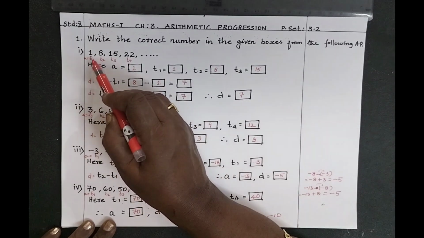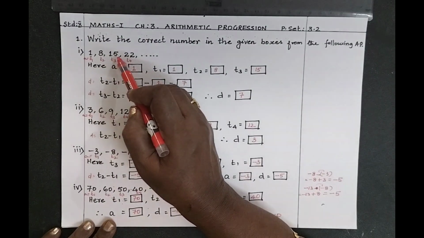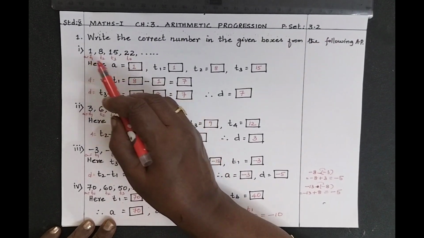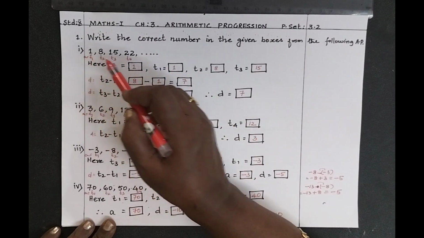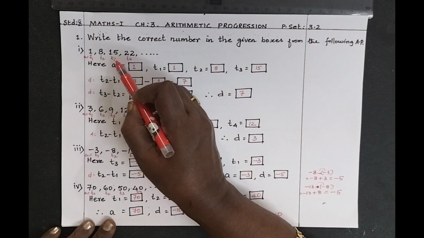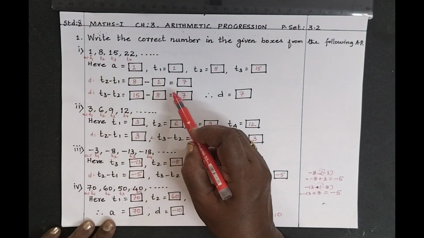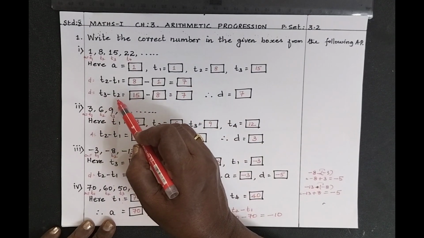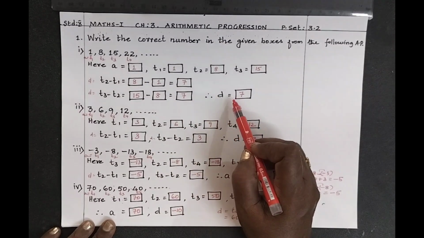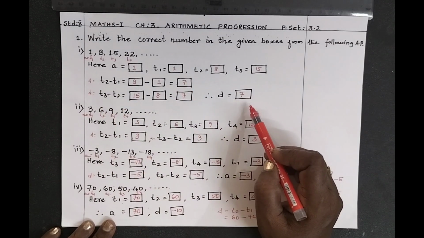So A and T1, that is the first term, is 1. T2 is 8. T3 is 15, T4 is 22. A is what? First term, that is 1. T1 is also the first term, that is 1. T2 is what? Second term, 8. T3 is 15. T2 minus T1, that is 8 minus 1, which is 7. T3 minus T2, so 15 minus 8, that is also 7. Therefore, D is what? D is T2 minus T1 or T3 minus T2, that is 7.